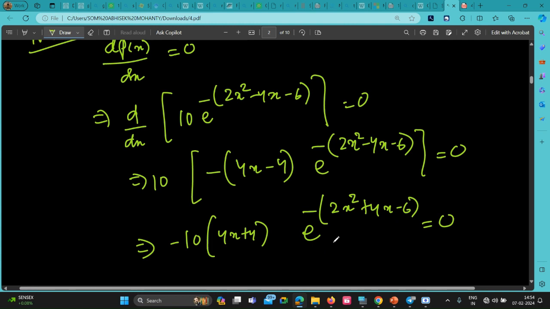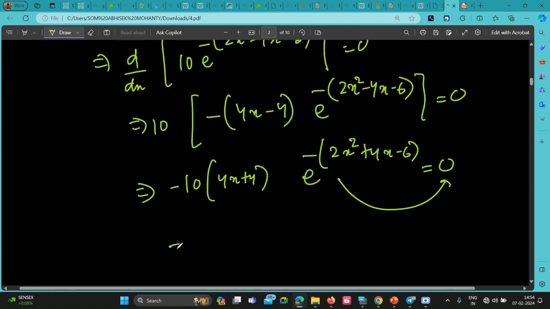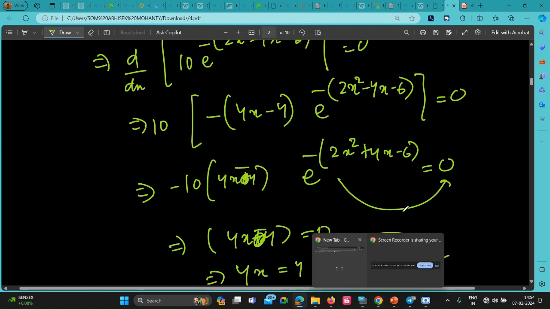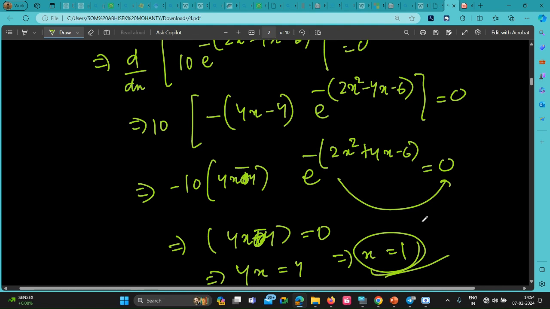This exponential cannot be 0, so this will go to this side. So 4x plus 4 is equal to 0. Sorry, there's a minus inside. So 4x is equal to 4. So x is equal to 1. This is the value of x for which probability is maximum. Okay.